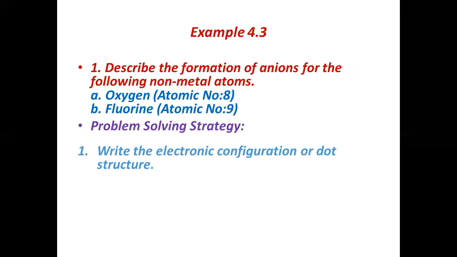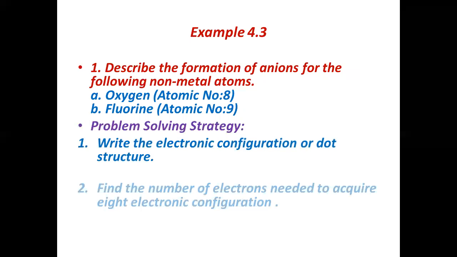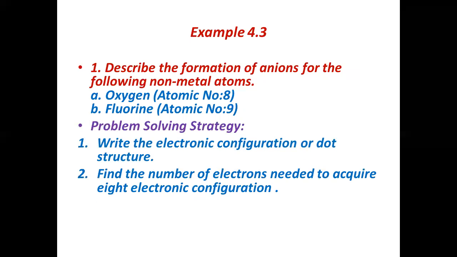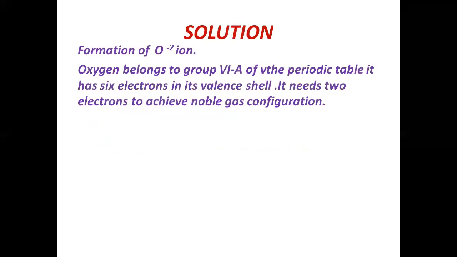First of all, you must know how to solve the problem. Write the electronic configuration of all the elements, and then draw their electron dot structure. Find the number of electrons needed to complete their outermost shell. Represent those electrons which they will add. For the oxide ion, oxygen belongs to group 6A of the periodic table. It has 6 electrons in the outermost shell, and it needs 2 more electrons to complete its octet.